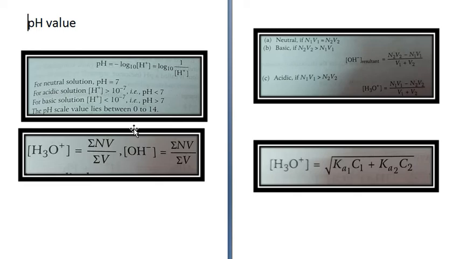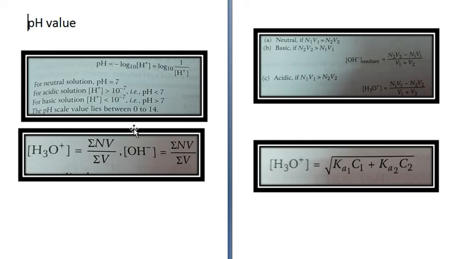Now next we come to total H3O+ or OH- in a mixture of strong acids or bases. The H3O+ concentration is equal to summation NV upon summation V, and likewise for the concentration of OH-. So that comes to summation NV upon summation V, and pH can be calculated accordingly.